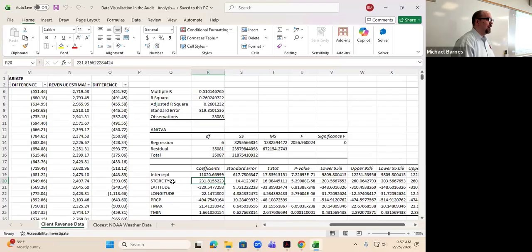I didn't mean to do that. And then store type 3 would be that one. I realized I was holding up a middle finger. Hopefully it didn't capture on my camera. All right. So yeah, that's going to be how we would fix that particular problem.